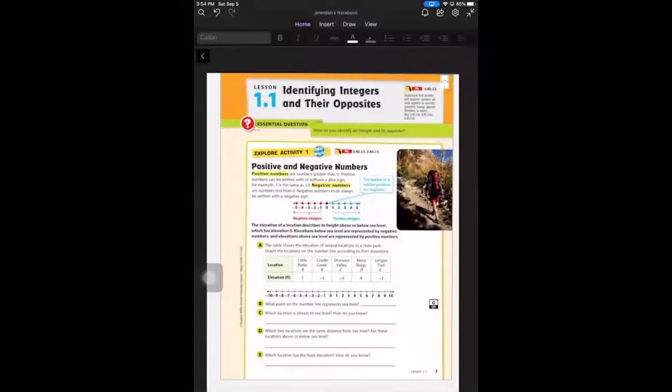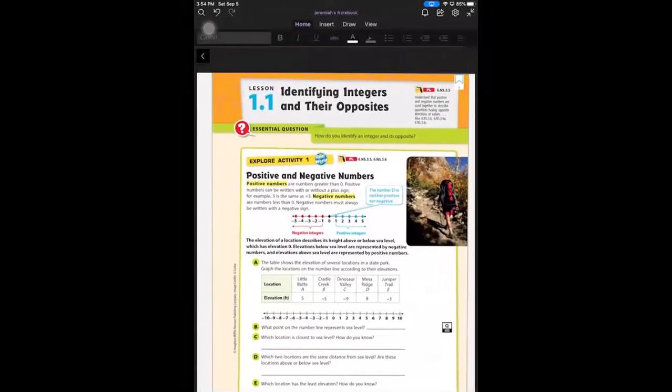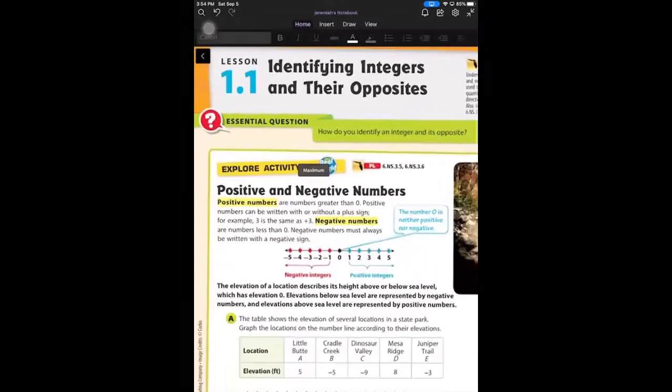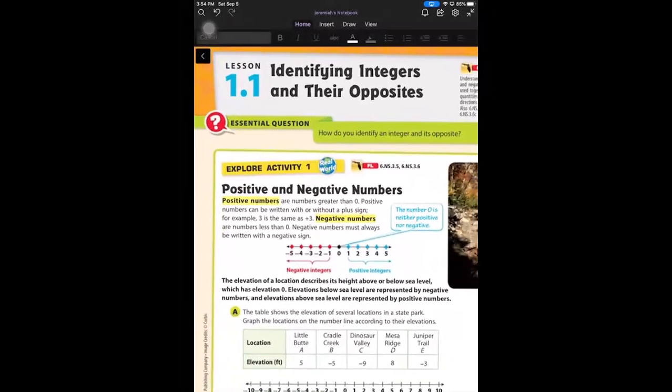All right. So, as you can see clearly, we'll be identifying integers and their opposites. And first, let's take a look. It's always great to look at your essential question because that tells you what you'll be doing. The essential question states, how do you identify an integer and its opposite? So that's what we'll be learning how to do in this lesson.